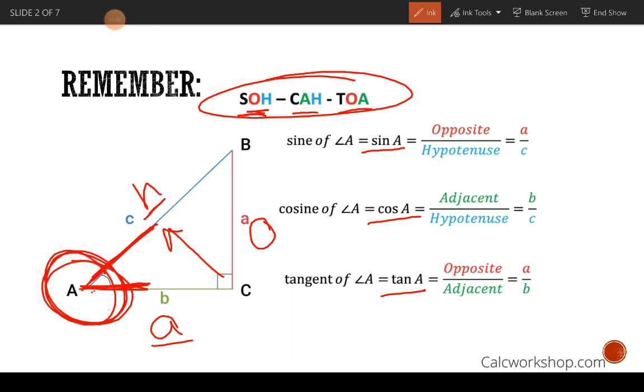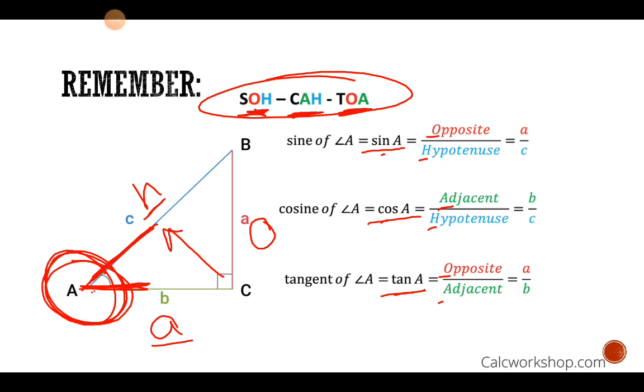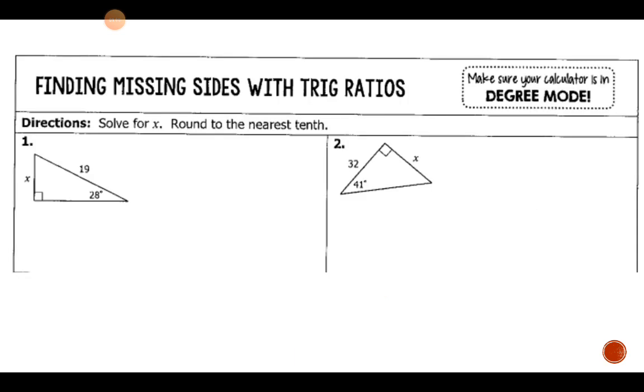The SO in SOHCAHTOA stands for sine is equal to opposite over hypotenuse. The CAH: cosine is adjacent over hypotenuse. And the TOA: tangent is opposite over adjacent. And if you need any review of this, you can go ahead and review my video on the trig ratios.